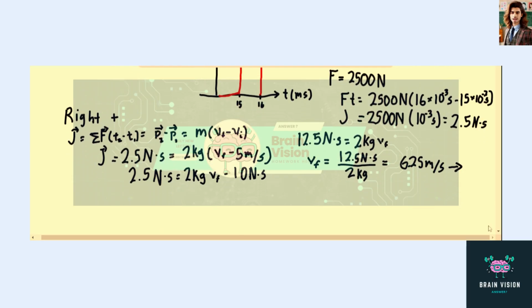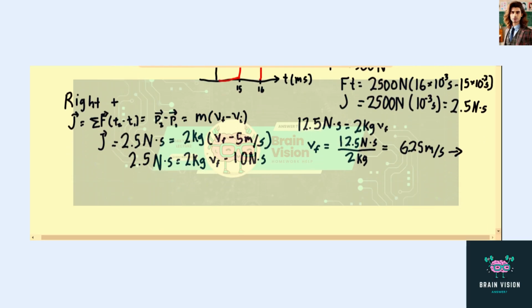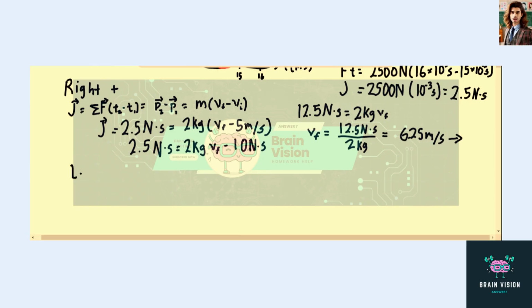Now, suppose the stone were struck from the left. Well, in that case, we would be dealing with the negative direction. So we'd have the same equation as we did up here, only this time J would be negative 2.5 newton seconds, which would still be equated to 2 kilograms times final velocity minus 5 meters per second.